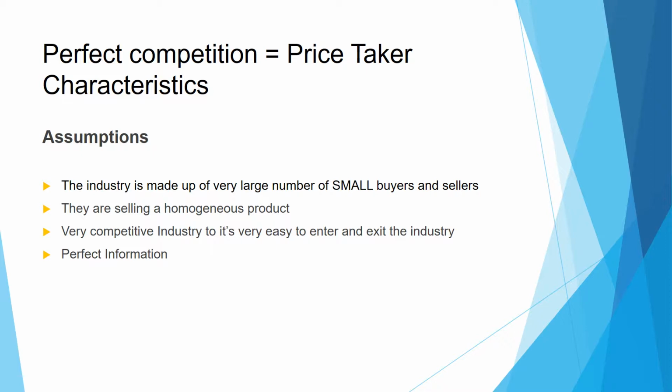The second assumption is they're selling a homogeneous product. So a gallon of milk is a gallon of milk, right? An apple is an apple. So I can sell an apple, and someone else in this market can also come in and sell an apple, and it's going to be the same apple. So they're selling a homogeneous product. That's the second assumption.